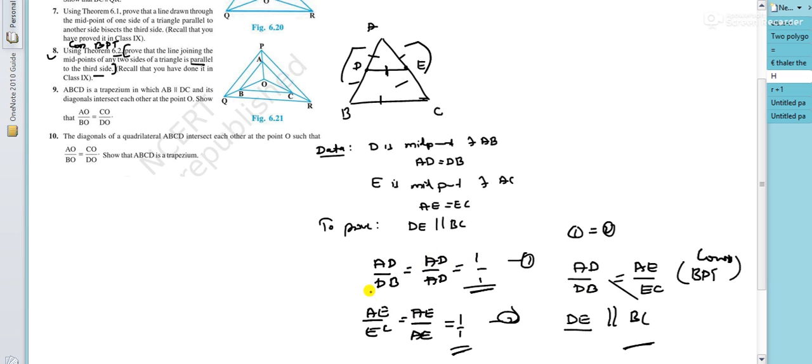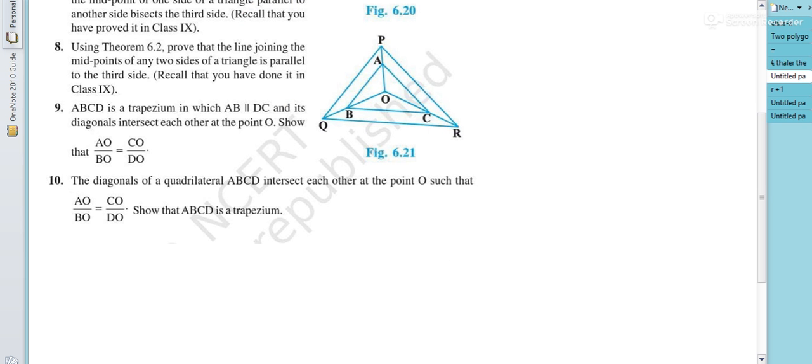Moving to the ninth question now. So question number 9 is, you can read it here. ABCD is a trapezium in which AB is parallel to DC, and its diagonals intersect each other at point O. Show that AO by BO is equal to CO by DO.